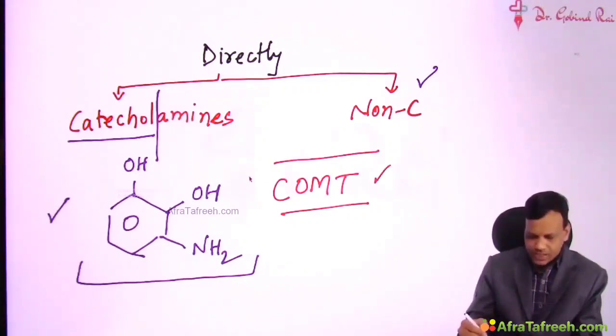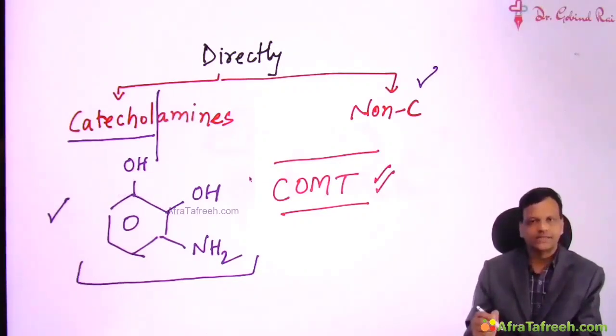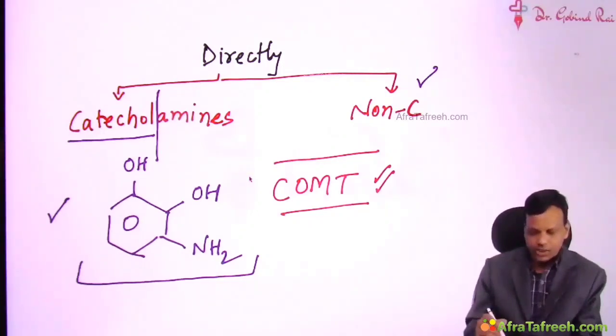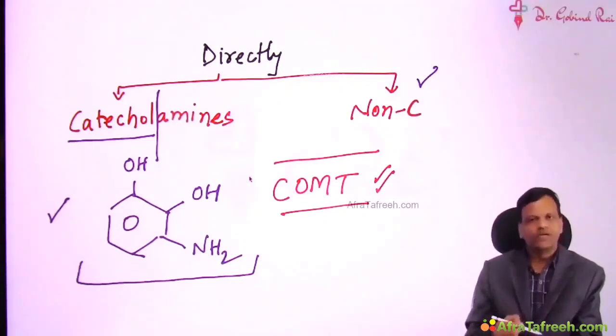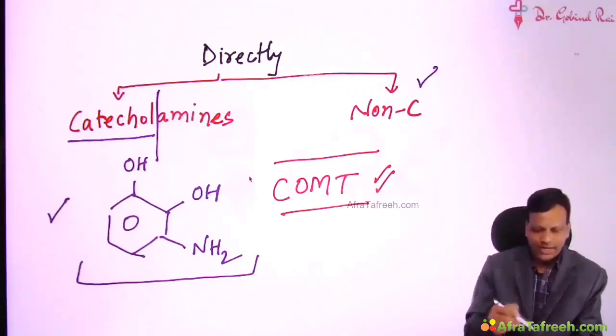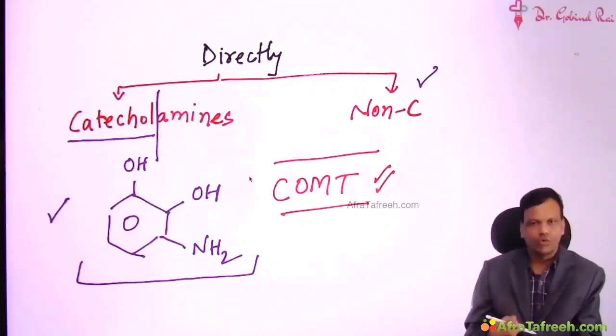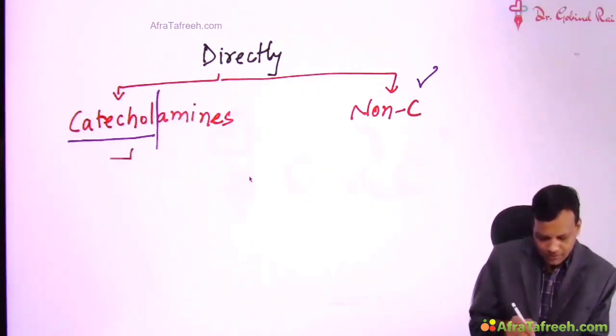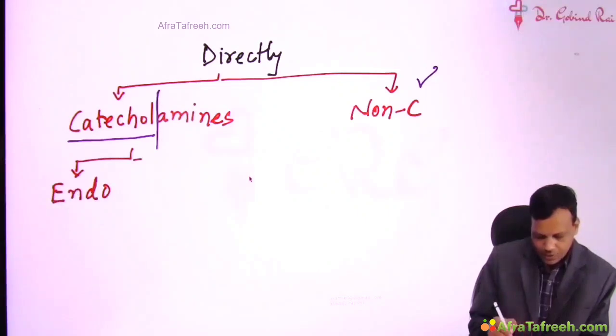So this enzyme can recognize any drug which contains this chemical structure. And this enzyme is present in large quantities in the GIT. So that means if any person takes any catecholamine orally, COMT is already waiting there to break it down. So no catecholamine will be effective orally. That is the only important thing to know, that catecholamines are not effective orally, whereas non-catecholamines may be effective orally.